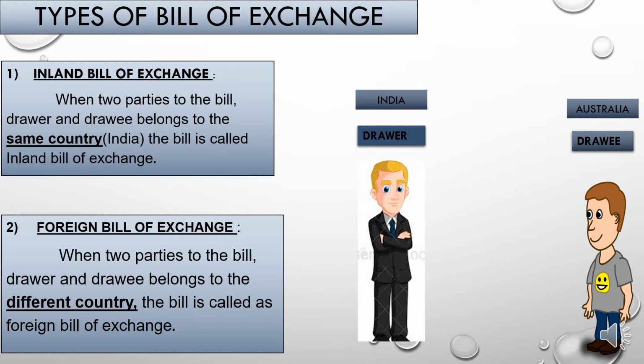Inland bill of exchange means same country, both the drawer and drawee are from the same country. And foreign bill of exchange means both the drawer and drawee are from different countries.